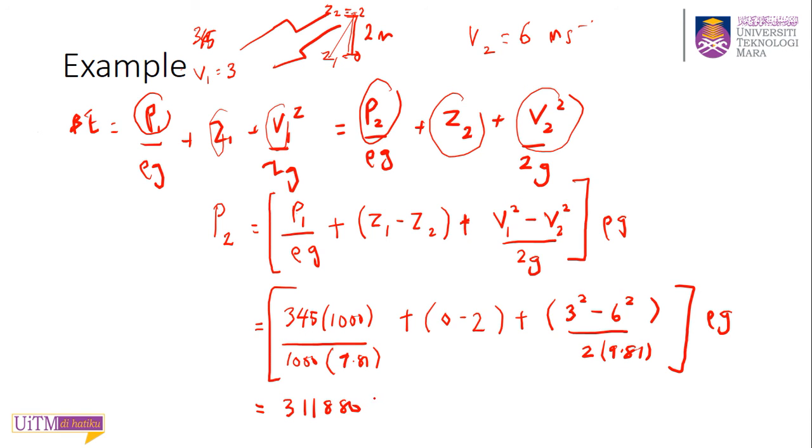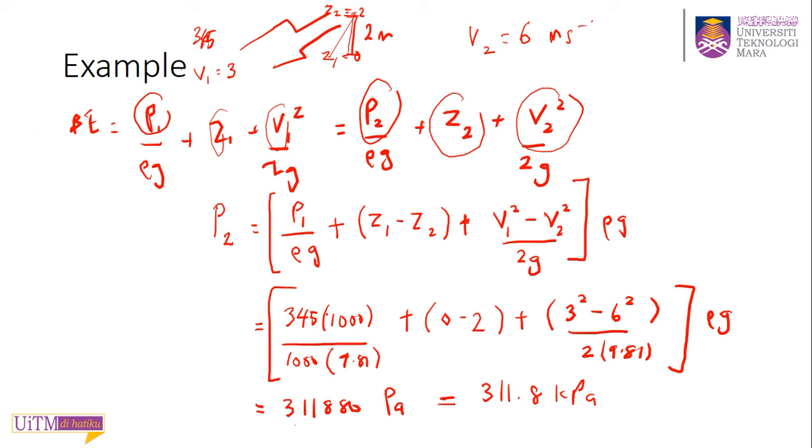311,880. What's the unit? Anyone? What is the unit of P2, pressure? Kilopascal. No, I have changed this. Pascal. Yes, so Pascal. We always use the standard unit. They give you the P1 345 kilopascal, so if you want to change it to Pascal, you have to divide, so 311.8 kilopascal.